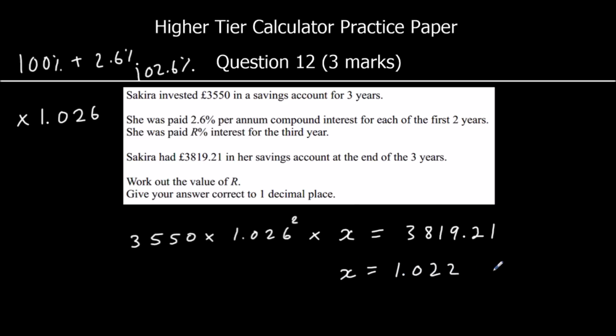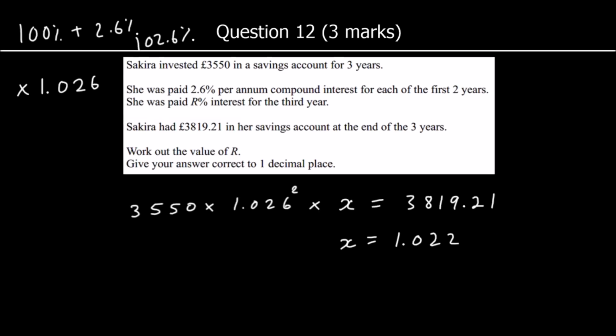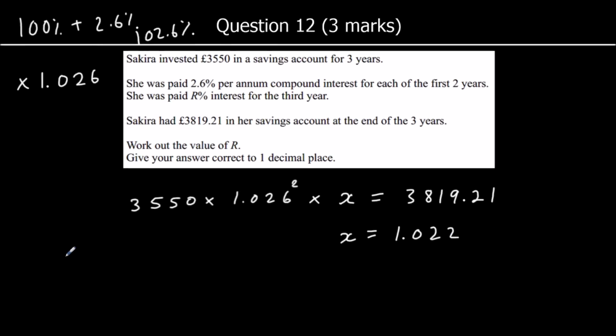So X must be 1.022. So what's that percentage? What percentage increase is that? So 1.022 is 102.2%. So the interest, what's been added on, must be 2.2%.